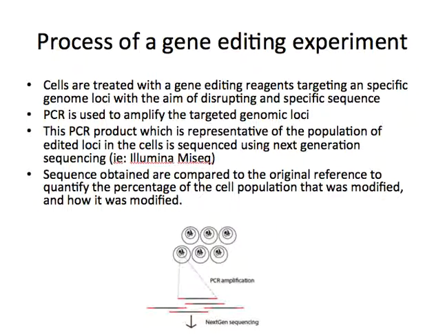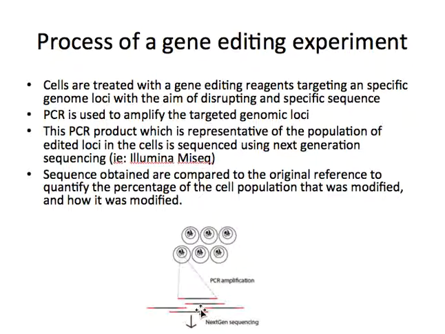Very briefly, I'm going to explain how is the process of a gene editing experiment. Basically, we start with treating the cells with a reagent to modify one specific part of the genome. Then we use PCR to amplify this loci that we are planning to modify. We assume that this PCR product is representative of the population of edited cells. And then we take this PCR product and send it for Illumina sequencing.